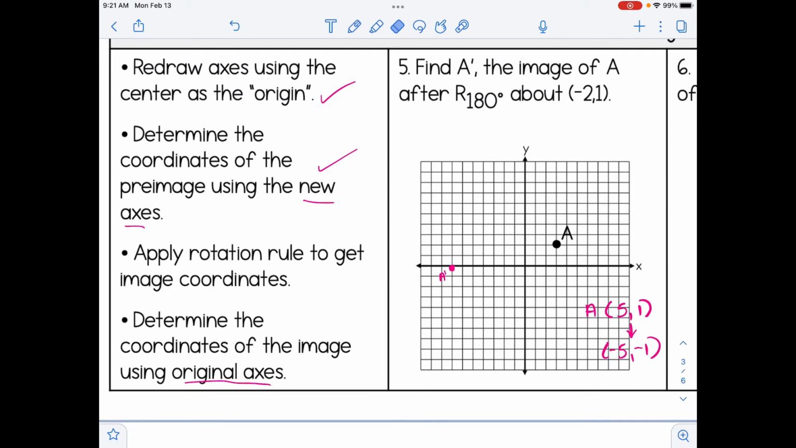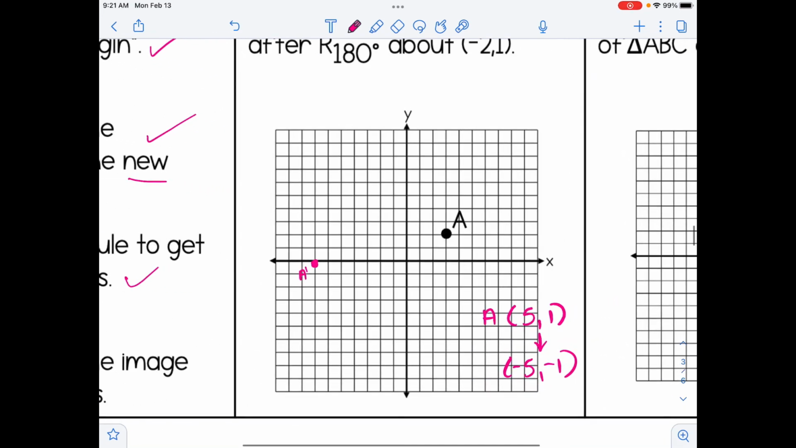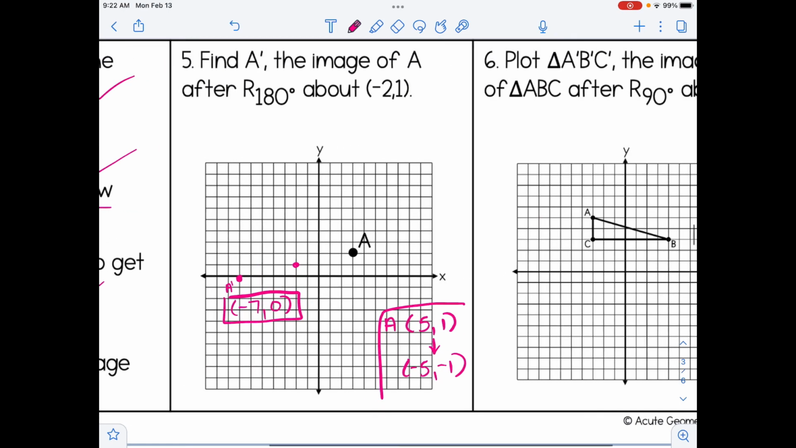Because our last step, and we did step 3, by the way, our last step is determine the coordinates of the image using the original axes. So if I take a look at this point here, this point looks like it's -7, 0, and that's going to be our answer to this question. Okay. So I'll put the center back in there. Point A was rotated 180 degrees about -2, 1. That gave us an answer of -7, 0. Remember, this work over here is just our scratch work to help us find the point using the new axes. Okay. All right, let's try one more of those, but we're going to do it with a few points in this case.